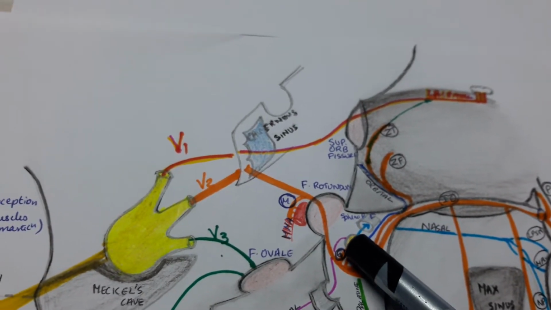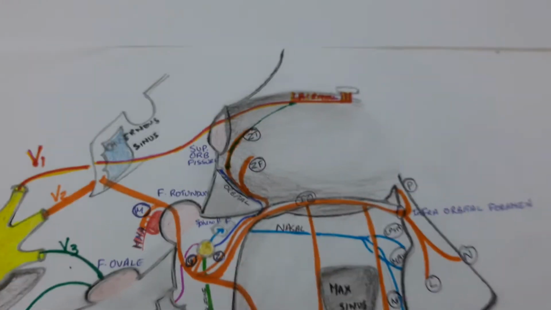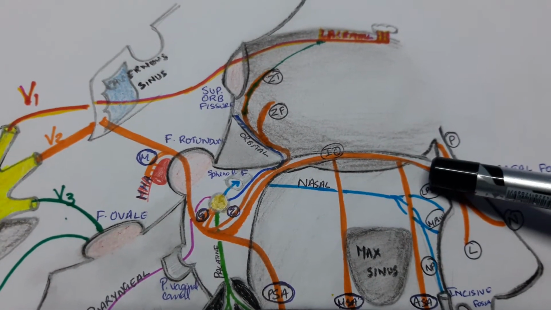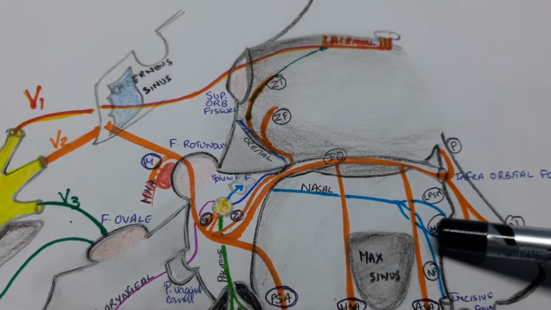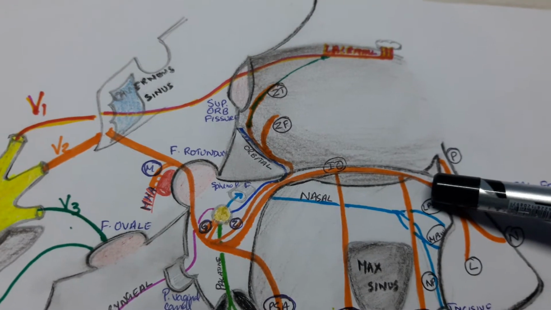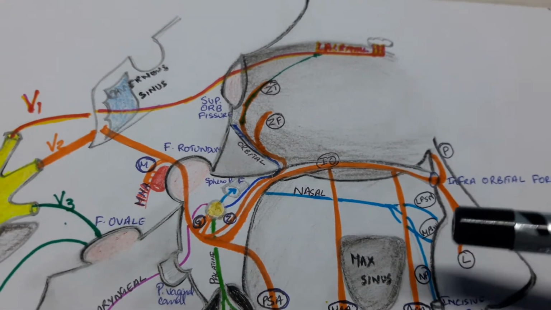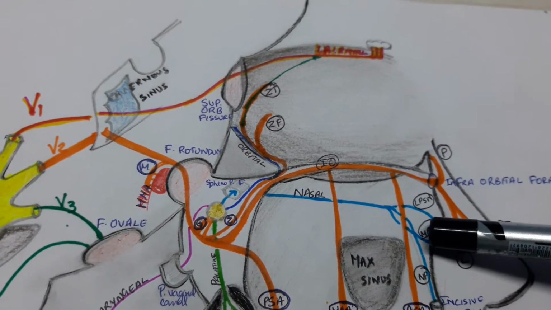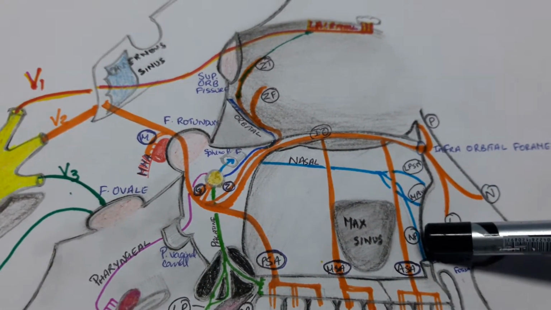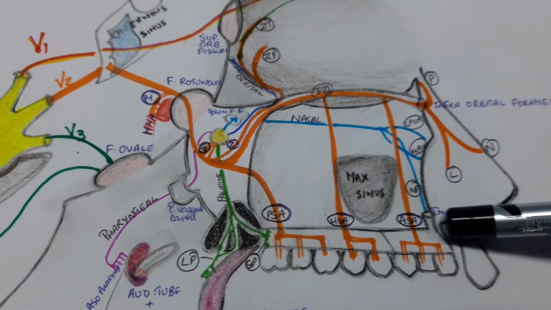The nasal branch will enter into the nasal cavity through the sphenopalatine foramen. It will come here and branch out into three branches: the lateral postero-superior nasal, medial postero-superior nasal, and nasopalatine. Lateral postero-superior nasal will supply the posterior parts of the superior and middle concha. The medial will supply the roof and the posterior part of the nasal septum, and the larger branch, the nasopalatine, will enter through the incisive fossa to supply the anterior part of the hard palate.